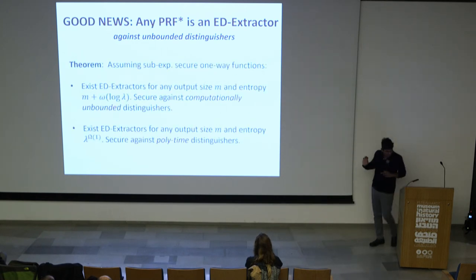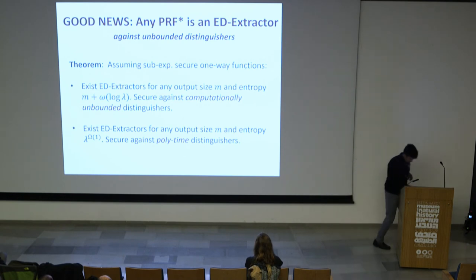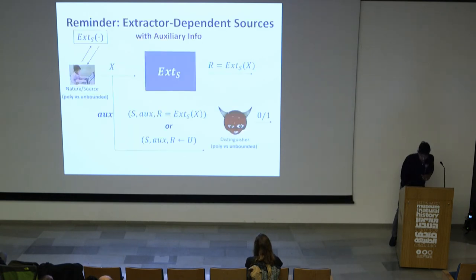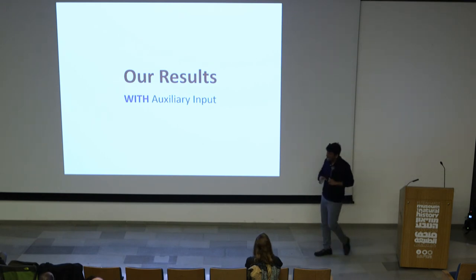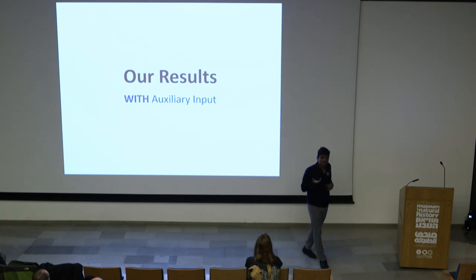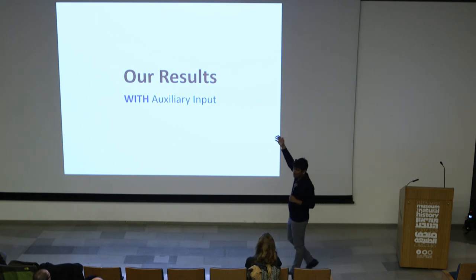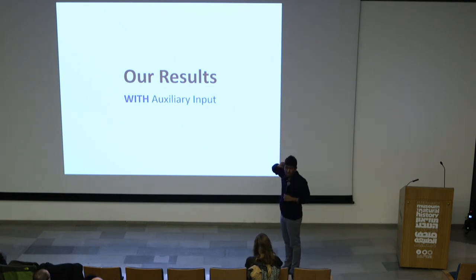Okay, so again, the theorem is that there are ED extractors as long as the source has entropy a little bit more than the output, essentially. Now let's see, first of all, why this construction does not work in the case of auxiliary inputs. In particular, I want to show that there are PRFs, in fact two different constructions of PRFs, which are PRFs, and yet if you try to make an ED extractor out of them, they'll fail.